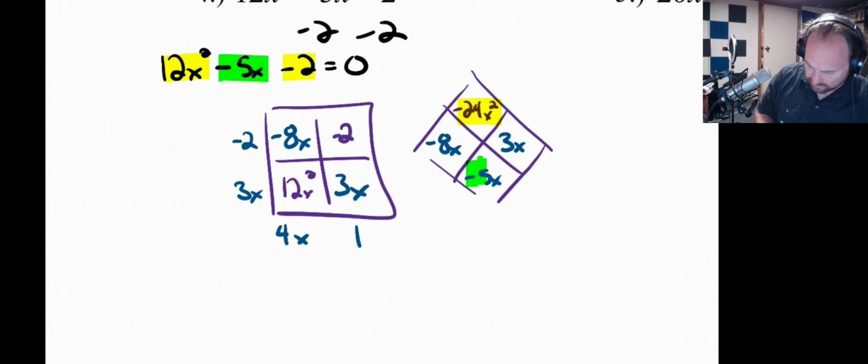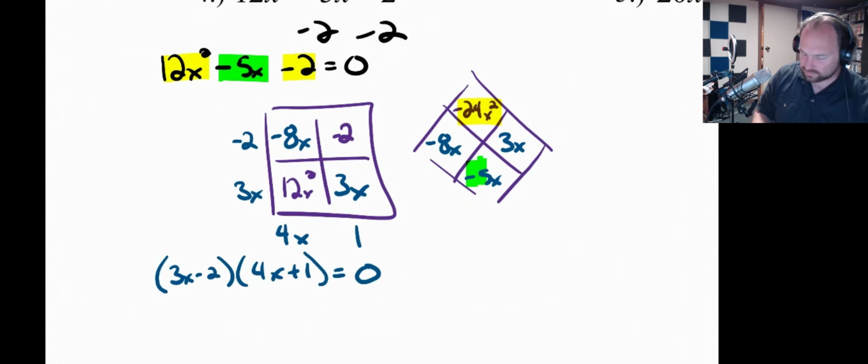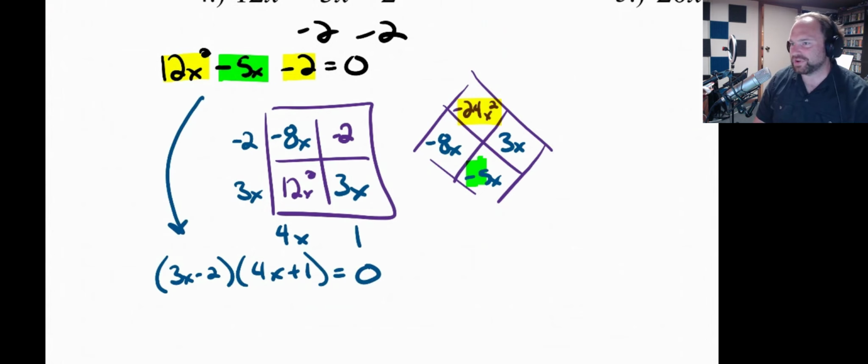And so the factored version of this is 3x minus 2 times 4x plus 1 equals 0. So that's how I got from the original problem down to its factored form right there. Or you could just guess and check it until it works. That's a little pro tip from me to you.